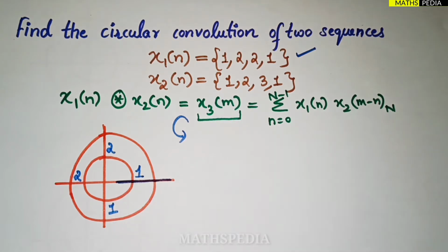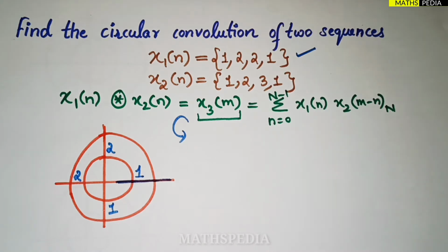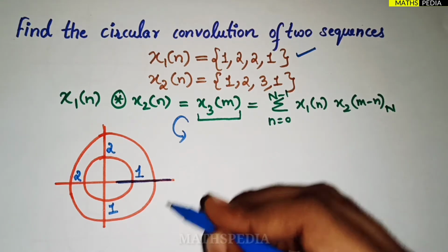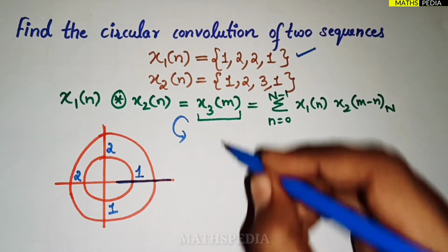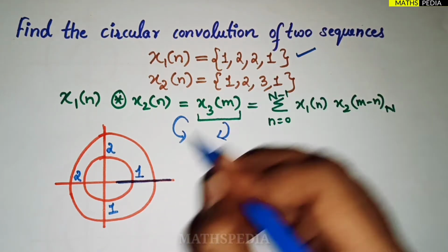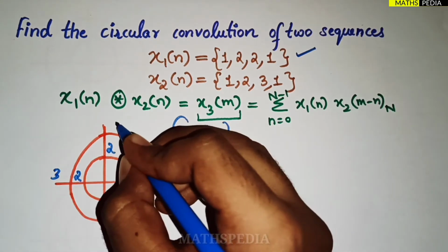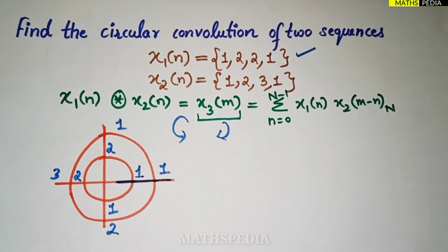Now, how will you write the second sequence? This will be the starting point of the second sequence also, but you have to take it in the clockwise direction. So I'll start from here: 1, 2, 3, 1, in the clockwise direction. So this is my first step.